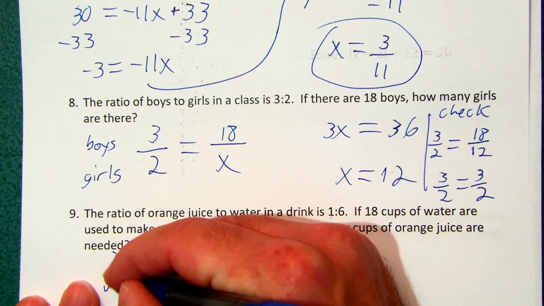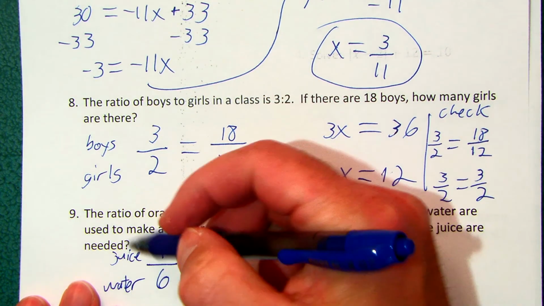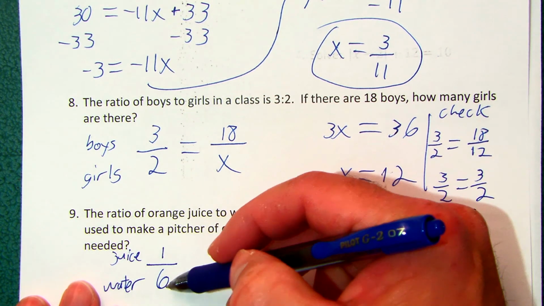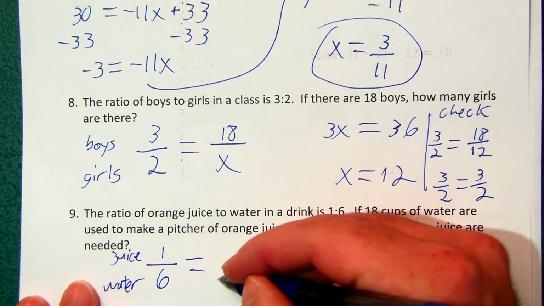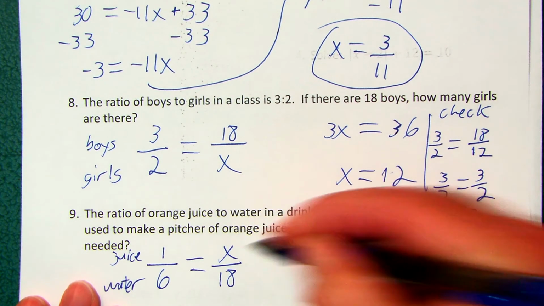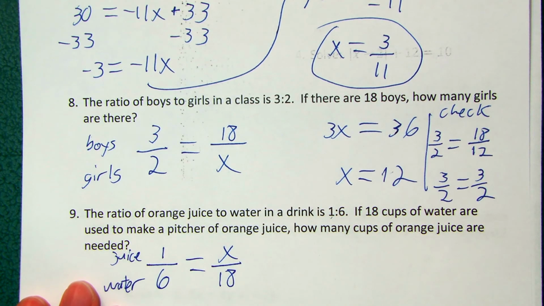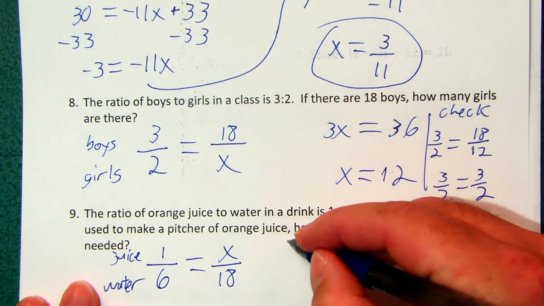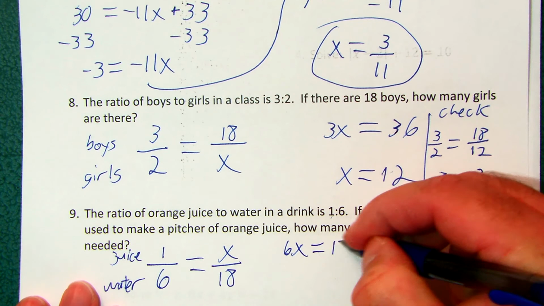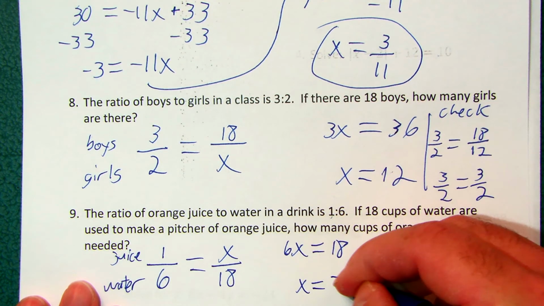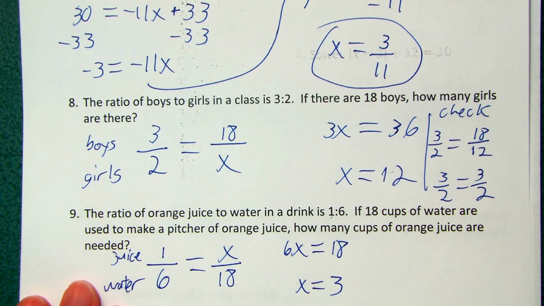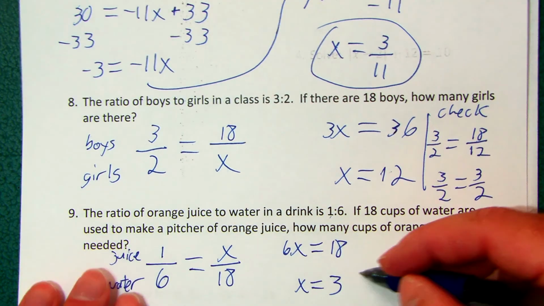Again, using like a concentrate here. So obviously there's a lot more water than juice here, diluting it. So if they use 18 cups of water, I'm keeping water in the denominator. We got to figure out about juice there. So cross multiply, 6x equals 18. So x equals 3 cups of juice.